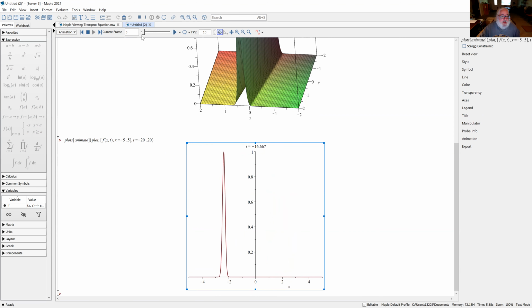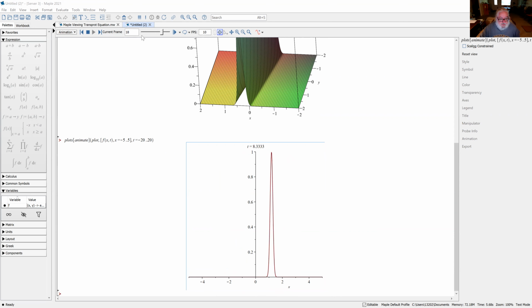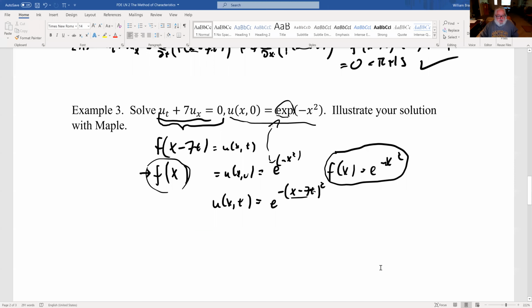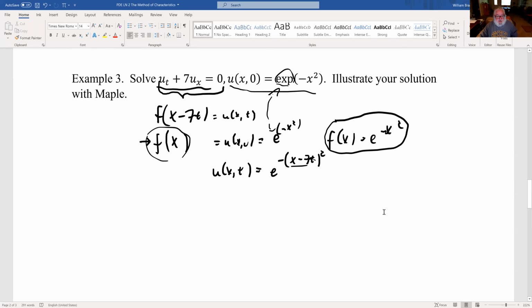So I will go back to my lecture notes. I hope, there we go. So there's the illustration with Maple, right? It really is this shape.